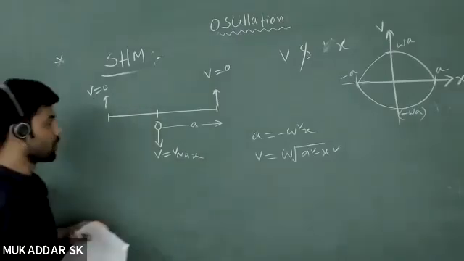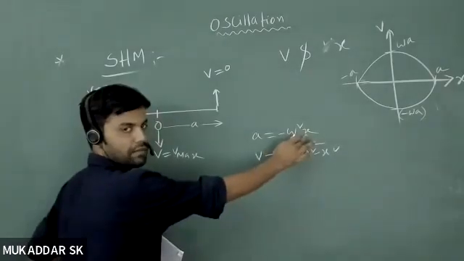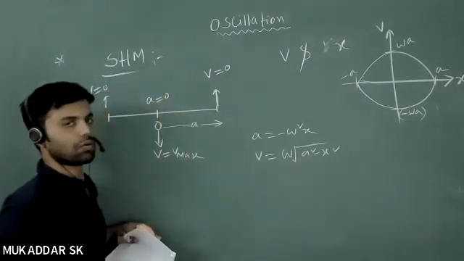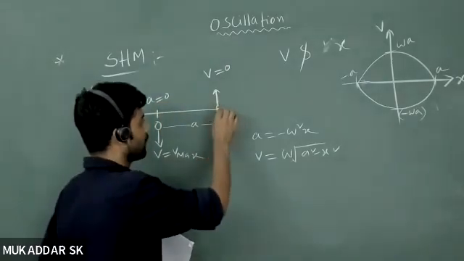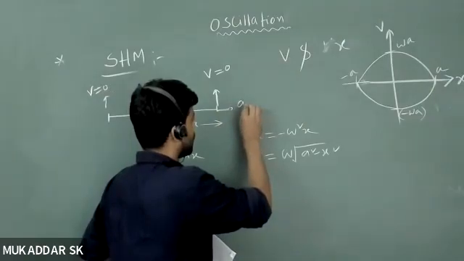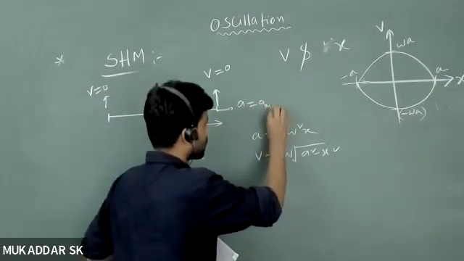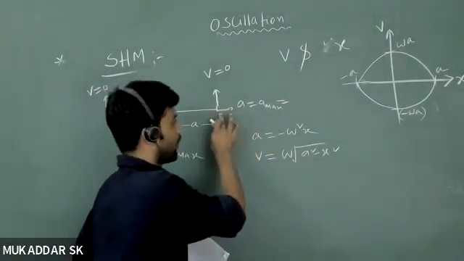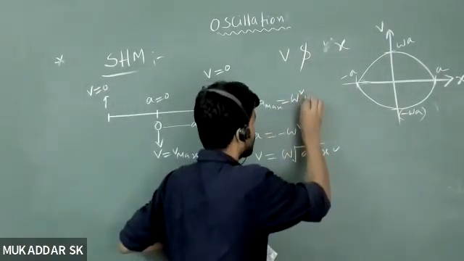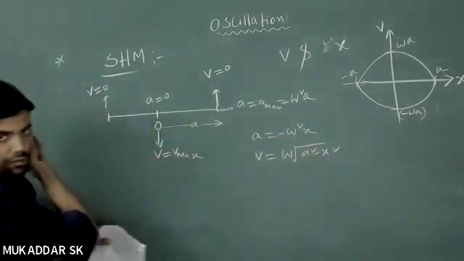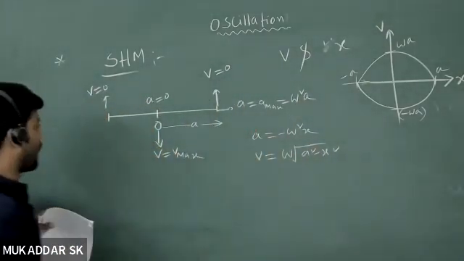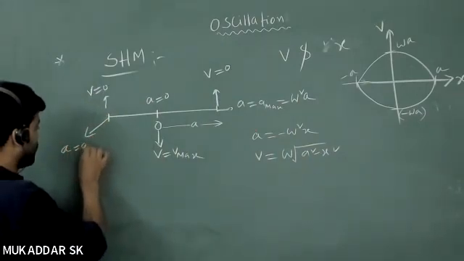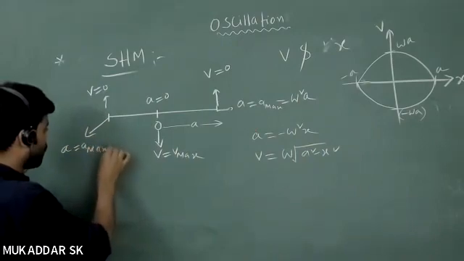If you see, acceleration depends upon x, the displacement. So at this position, the acceleration will be 0, right? And here the acceleration will be a max, because I am taking only the magnitude. So at this position, the acceleration will be omega square a. I have taken only the magnitude, okay? And at this extreme position, you will again have the maximum acceleration, which will again be omega square a.